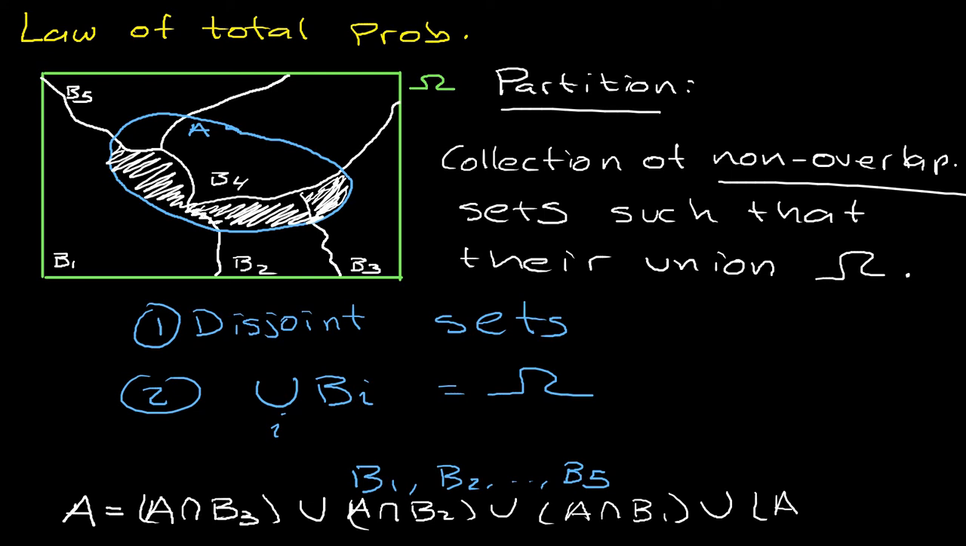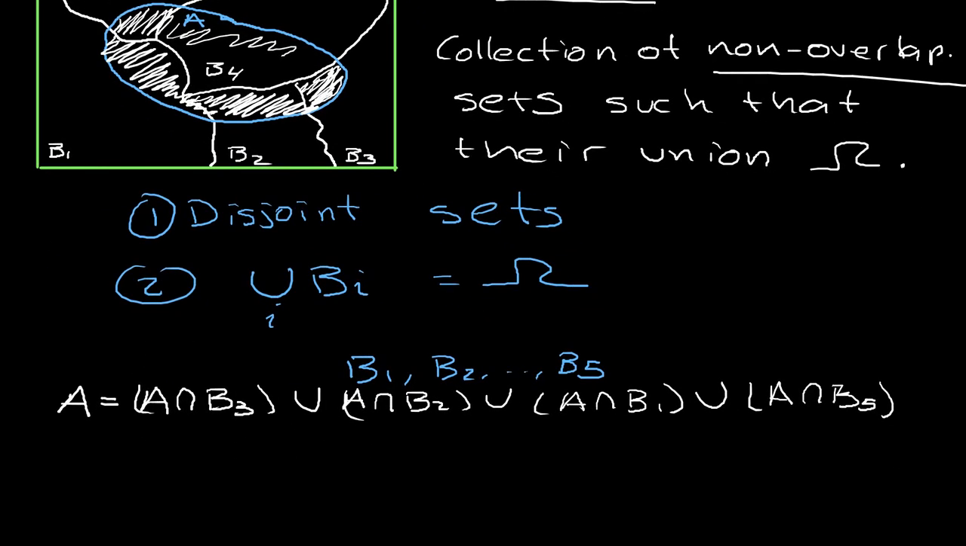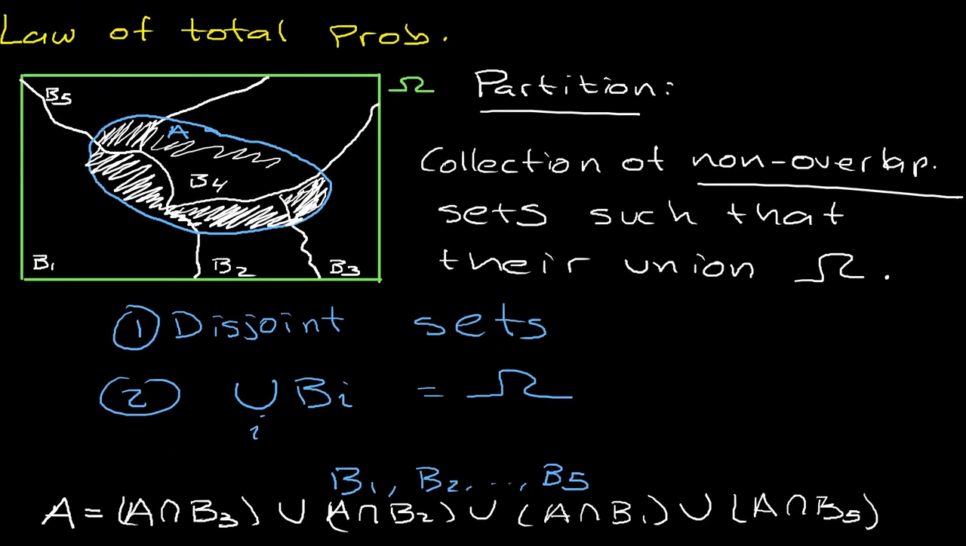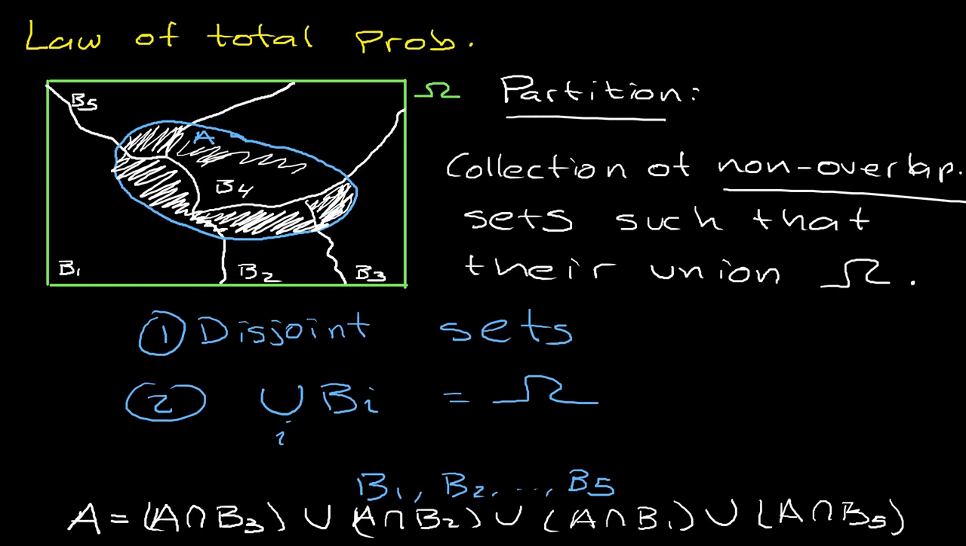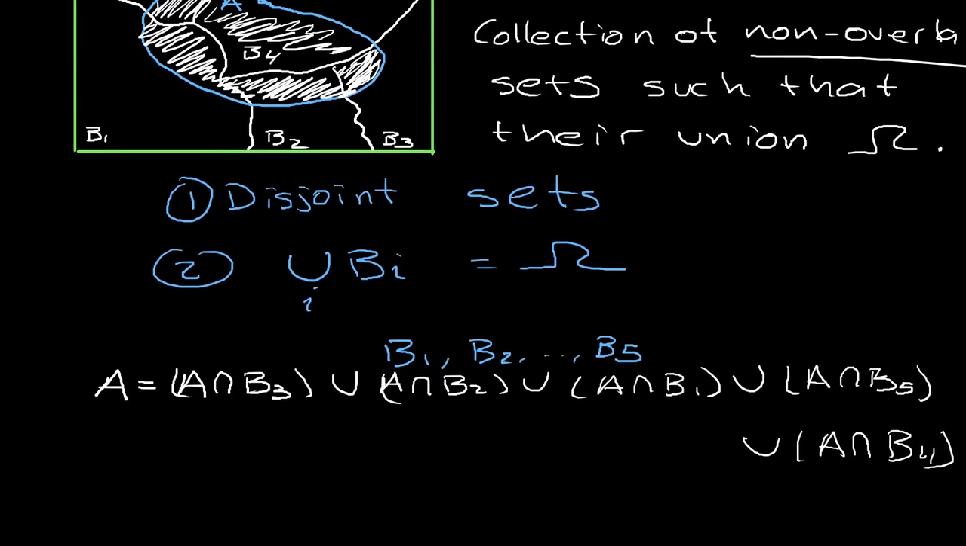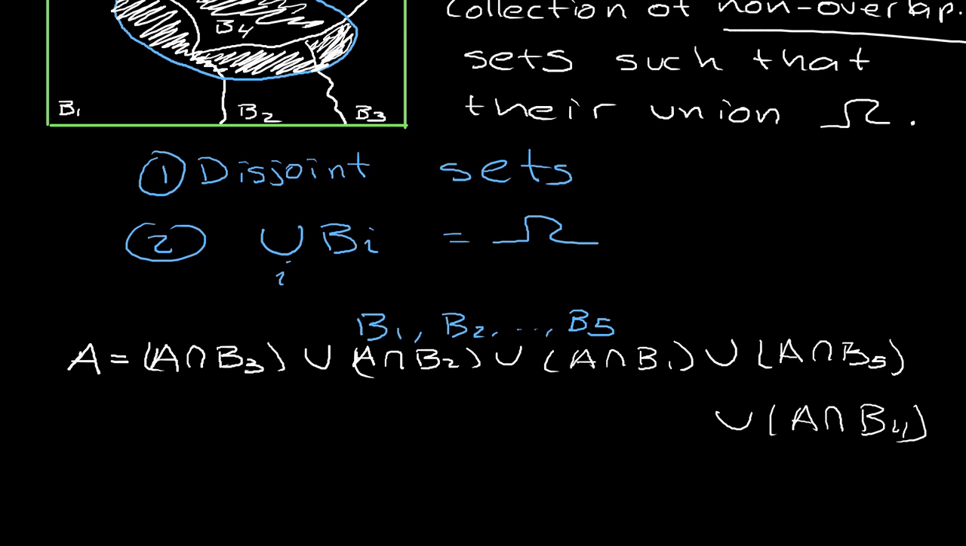We have to get all the pieces of A in terms of their intersections with the partition B. And this last piece, let me write it over here, union, the last one, A intersected with B4, right? B4 is this. So now we have found a way to write any event, the event A, in terms of the partition.